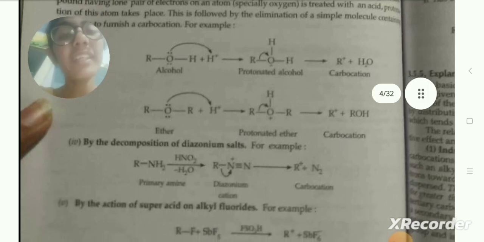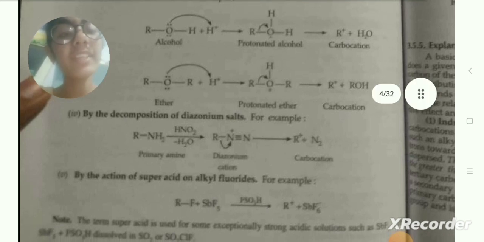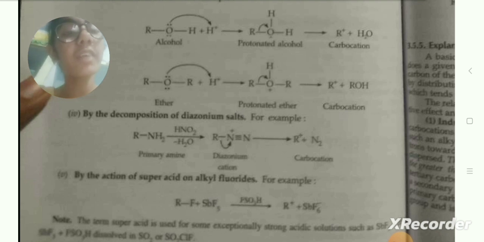Fourth one is by the decomposition of diazonium salts. For example, primary amines after reaction make the diazonium cation, and after further reaction they form the carbocation. Fifth is by the action of a superacid on an alkyl fluoride, for example RF plus SbF5 in FSO3H gives, after reaction, R positive plus SbF6 negative. Note that the term superacid is used for an extremely strong acidic solution.